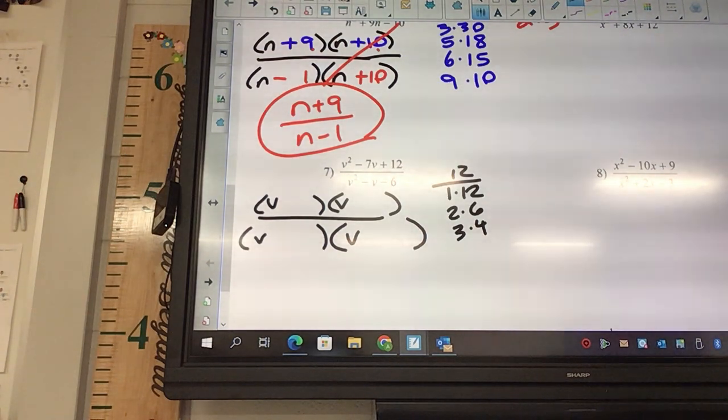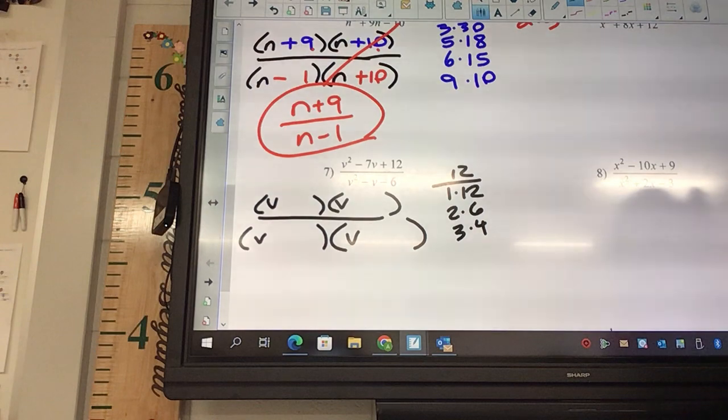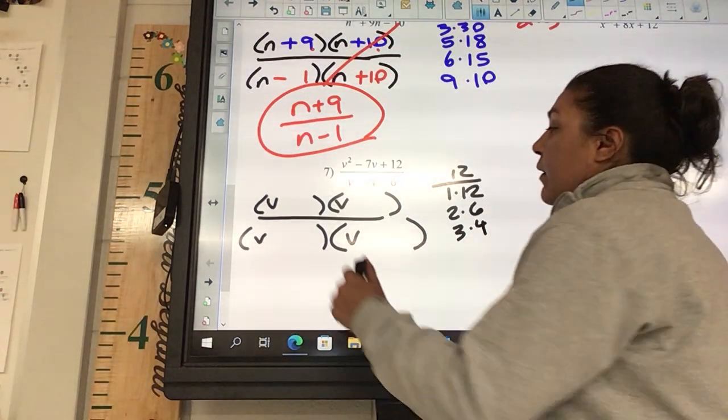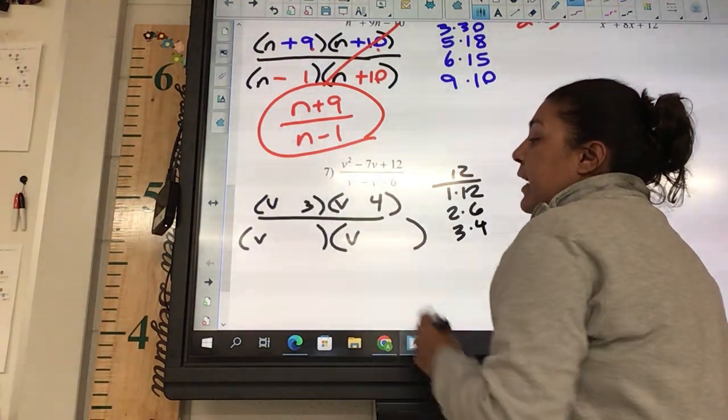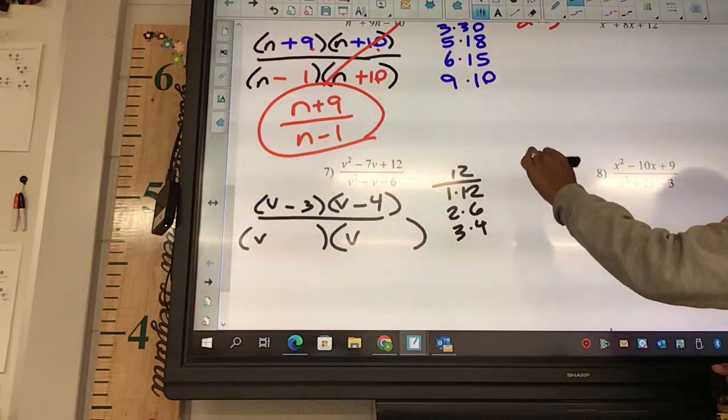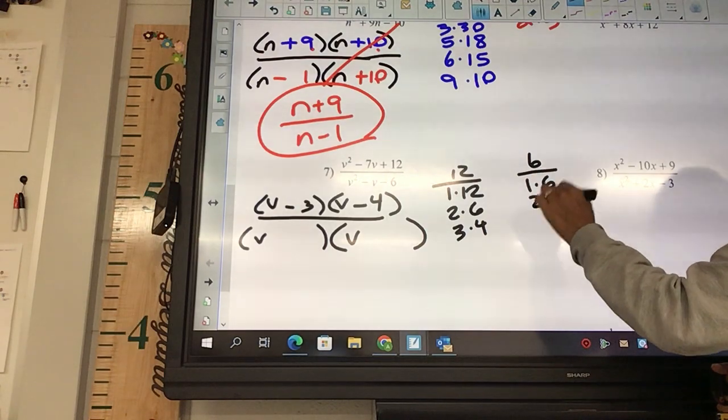Okay, so with these, I need something to give me a 7. How can I get a 7? 3 plus 4. 3 and 4, and I need a negative 7. Negative, negative. Okay, for the 6, I got 1 and 6, 2 and 3.